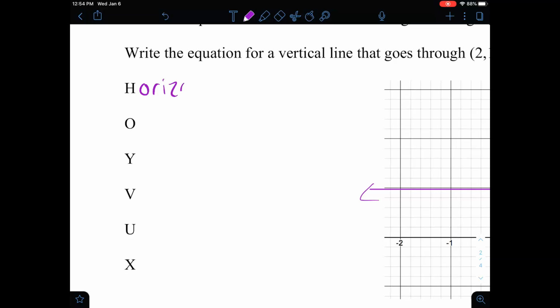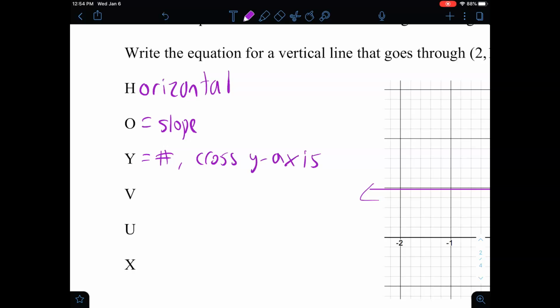Well, H stands for horizontal. 0 equals the slope. Y equals the number is what the equation looks like, and it's going to cross the y-axis. V is a vertical line. It's an undefined slope. X equals the number is what the equation looks like, and it crosses the x-axis.